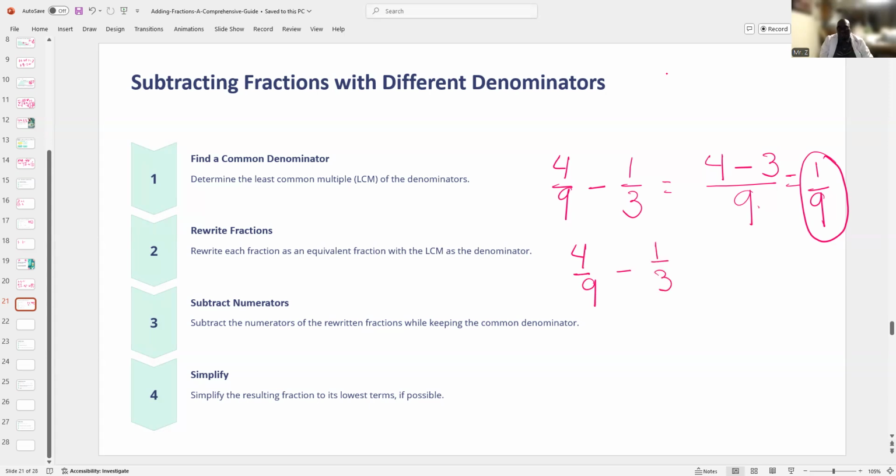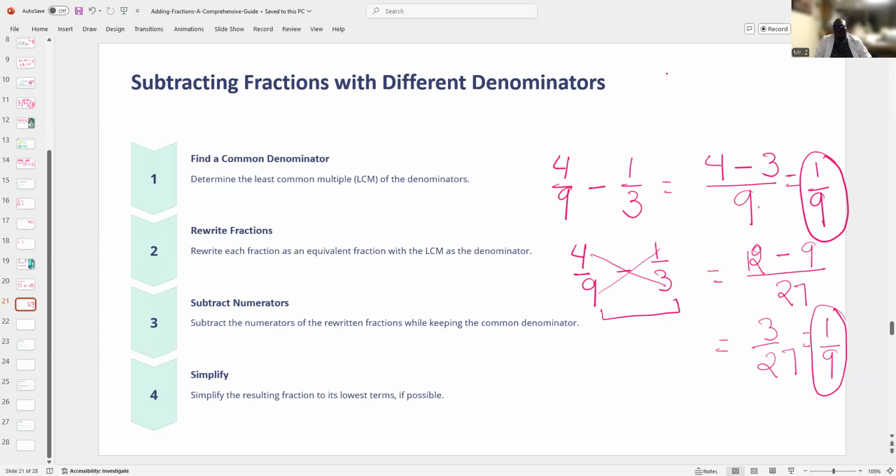Same concept. I multiply the bottom numbers first. What do I have? I got 27, correct? Then I'm gonna multiply like that. 4 times 3, you got what? 12. I put my sign right there. Now I'm gonna do 9 times 1. I have 9. So now I'm gonna have 12 minus 9. I got 3 over 27. I simplify both sides by 3. I have 1 on top, and on the bottom, I have 9. This is another way you can solve them.